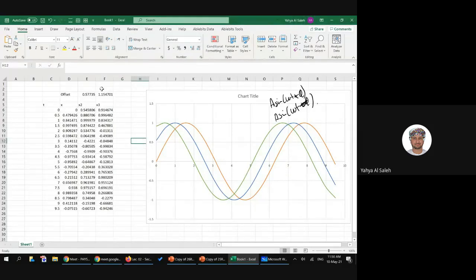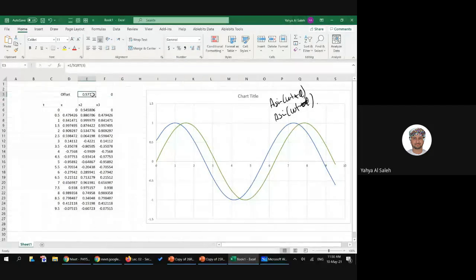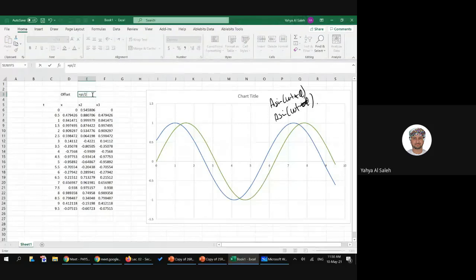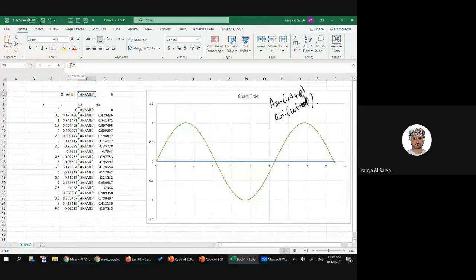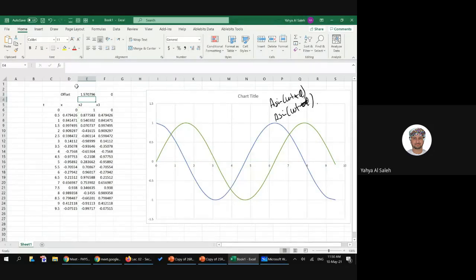Okay, I have a question for you. What happens if the phase shift between the two lines is exactly pi over 2? This is what happens. My sine function becomes a cosine function, or my cosine function becomes a sine function, because the difference between a sine and a cosine function is exactly pi over 2, 90 degrees.